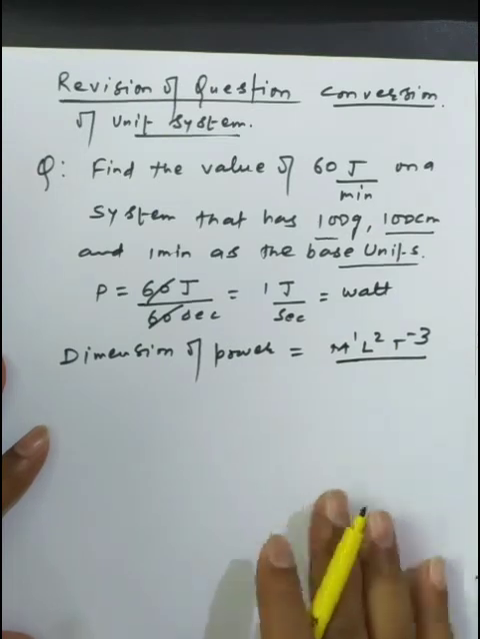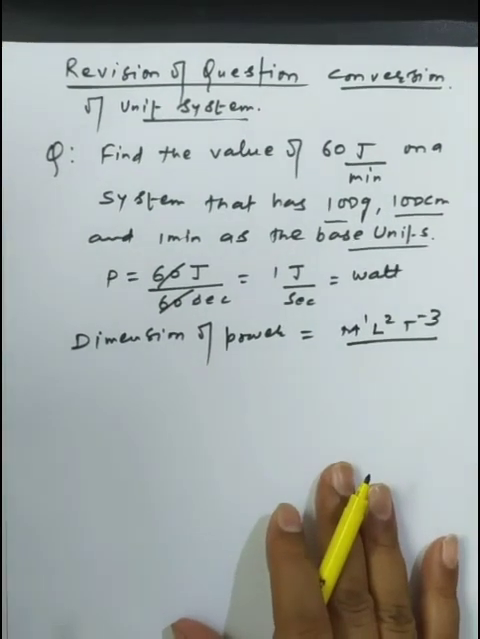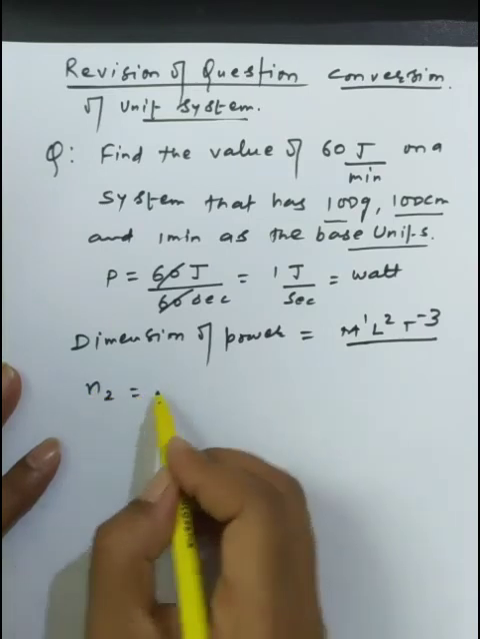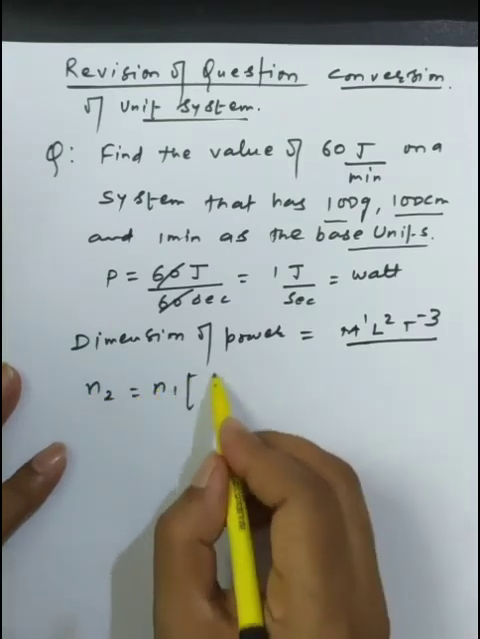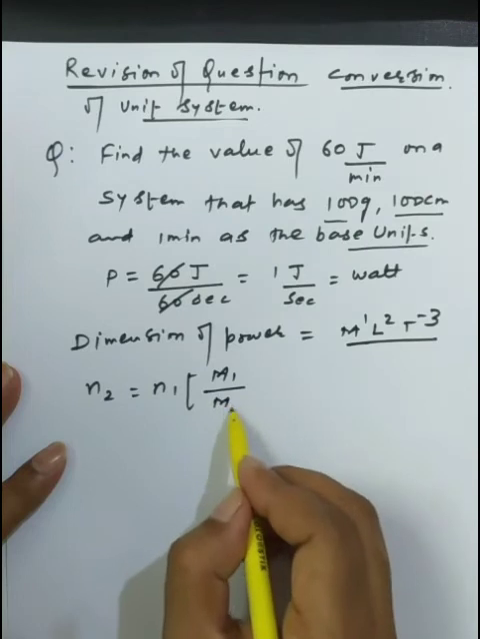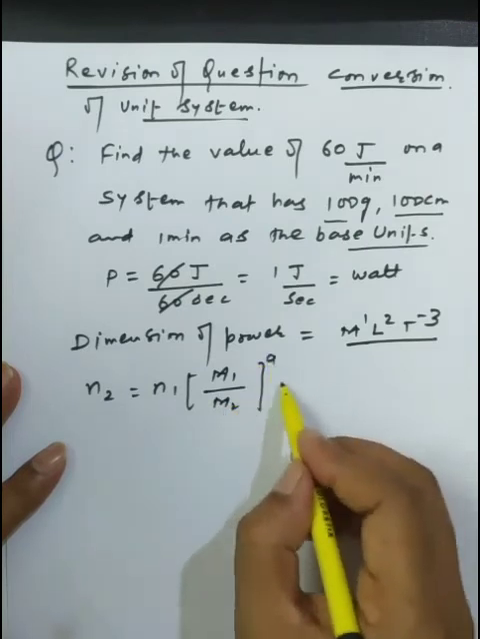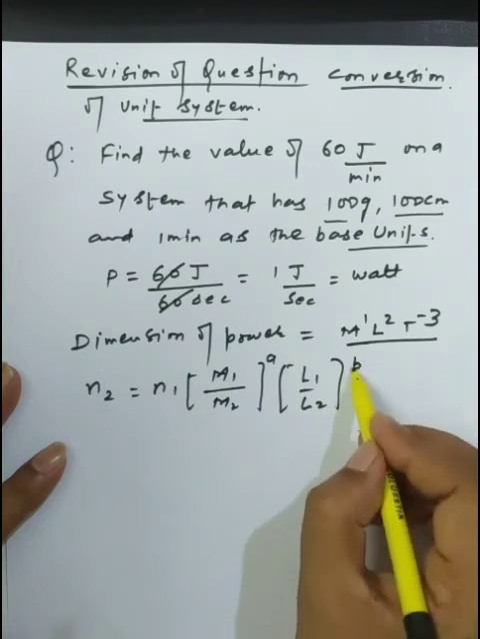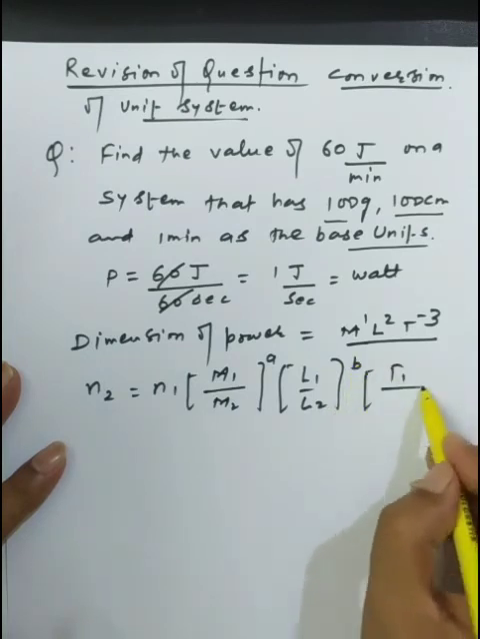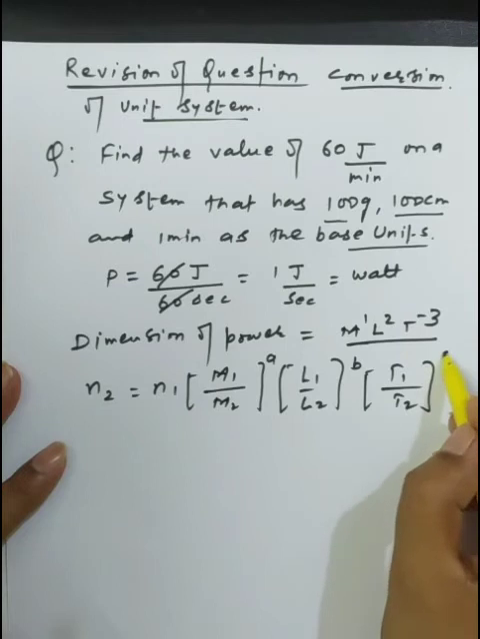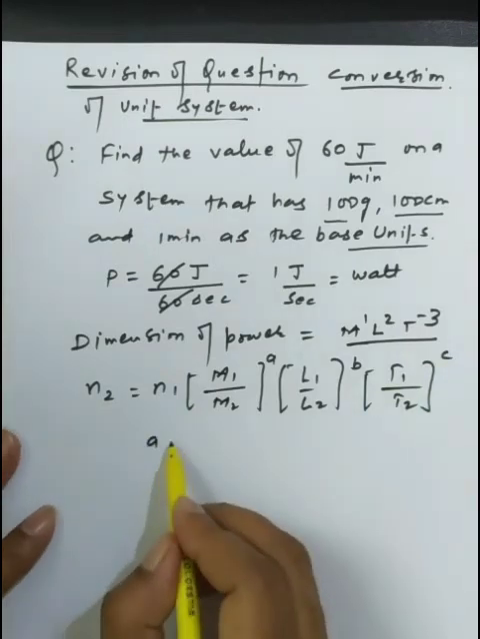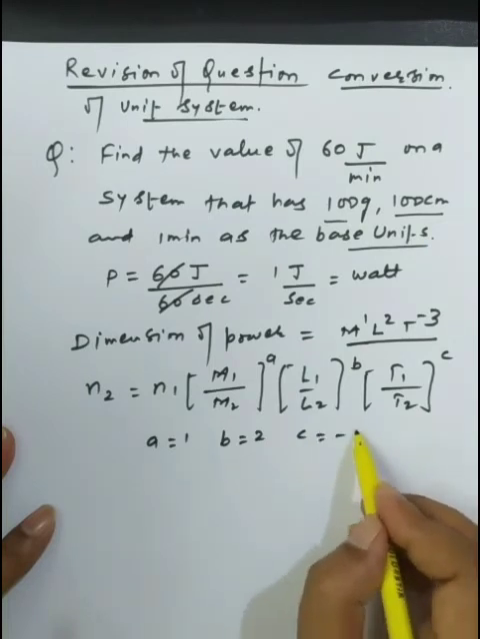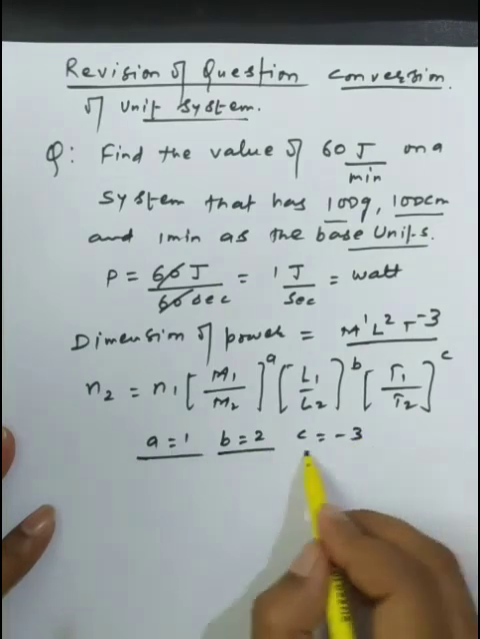Dear students, this is the dimension, so you can easily go through it, and we know the conversion of unit system formula, that is n2 is equal to n1 times M1 upon M2 to the power a, times L1 upon L2 to the power b, times T1 upon T2 to the power c. So we have a is equal to 1, b is equal to 2, and c is equal to minus 3. So these are the three exponents we have.